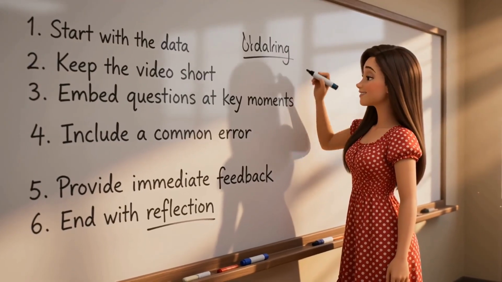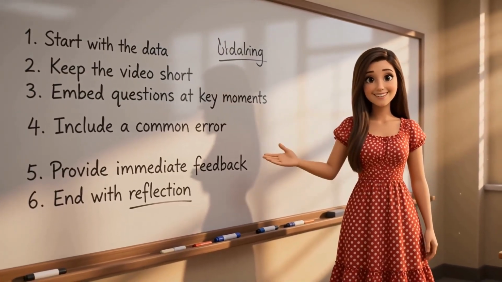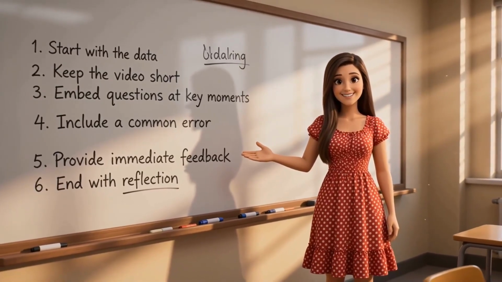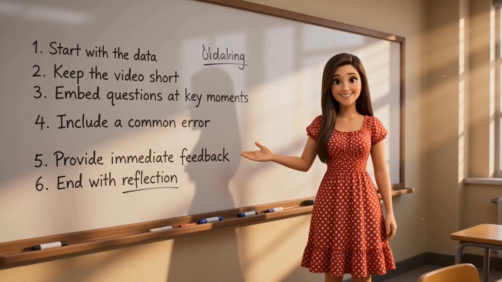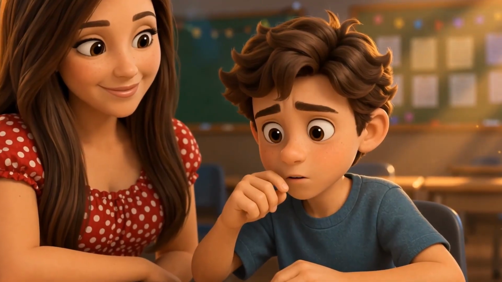Finally, end with reflection. At the end of the Edpuzzle, ask students to reflect on their learning. This does not have to be complicated. They could answer, "One mistake I made on the original assessment was... One thing I understand better now is... Before I retest, I still need help with... My confidence level with this skill is..." That reflection helps students take ownership of the retest process.